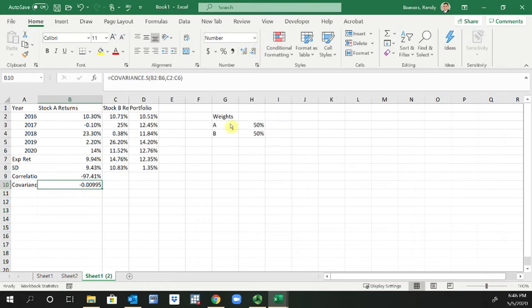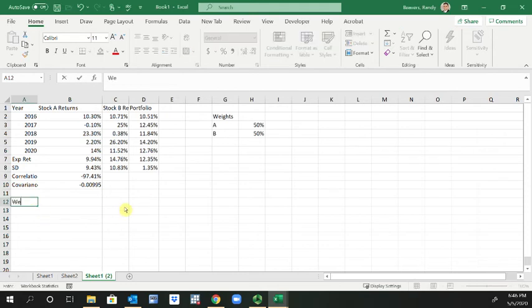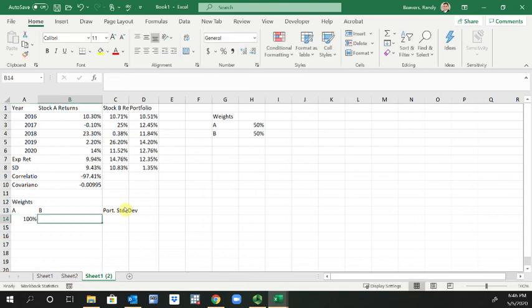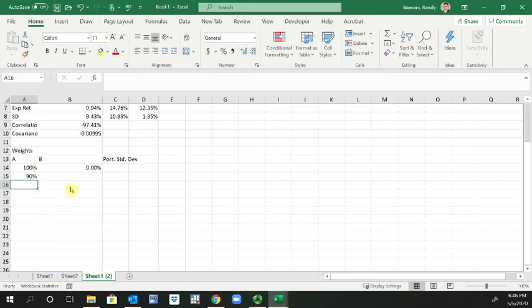Now to look at various standard deviations and try to get at what the minimum is to minimize the risk of this portfolio, we're going to calculate some weights for A and B, and then demonstrate our function for the portfolio standard deviation. So if A is 100%, then there is nothing in B. So this is going to be 100% minus what it was in the previous, and we'll have 90%. So I'll drag that down.